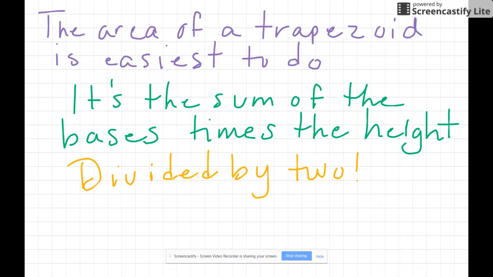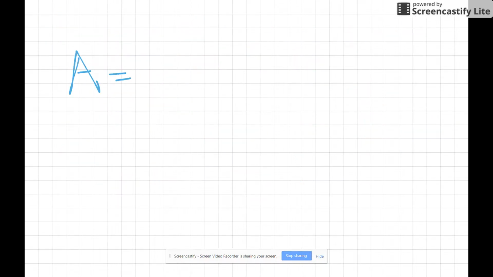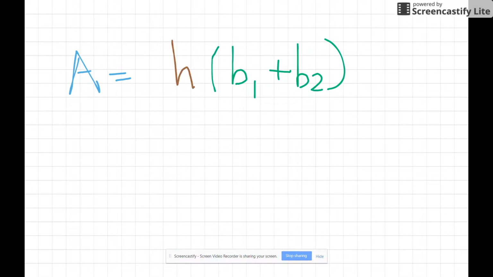That was much better. Now, when you're doing the area of a trapezoid, write the formula. The area of a trapezoid is easiest to do. It's the sum of the bases times the height divided by 2.